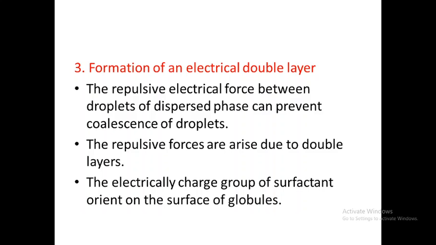These repulsive electrical forces arise due to the double layer, that is, the electrical double layer, and the electrically charged groups of the surfactant can be adsorbed on the surface of dispersed phase droplets, which creates the electrical double layers that we will see.